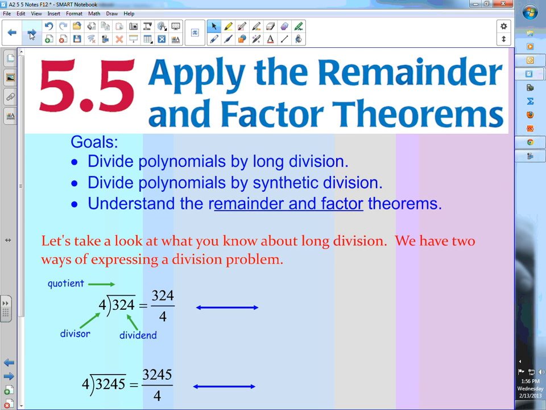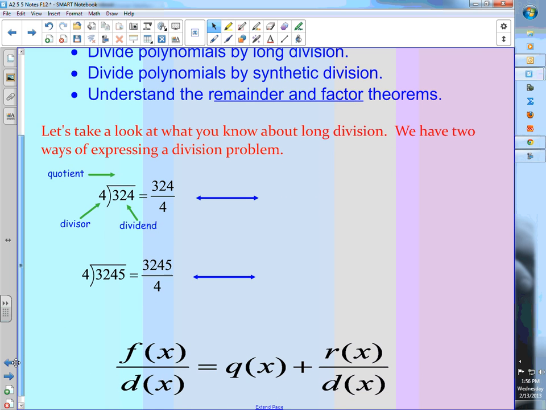So we'll first go back to 4th, 5th grade when you did long division. The thing on the outside is called the divisor. The thing on the inside is called the dividend. And the answer is called your quotient. For example, 3245 divided by 4.